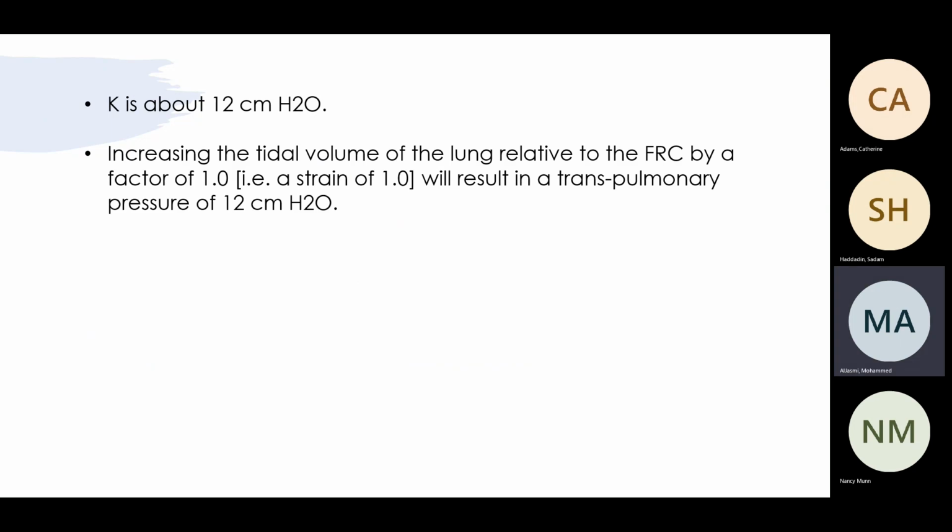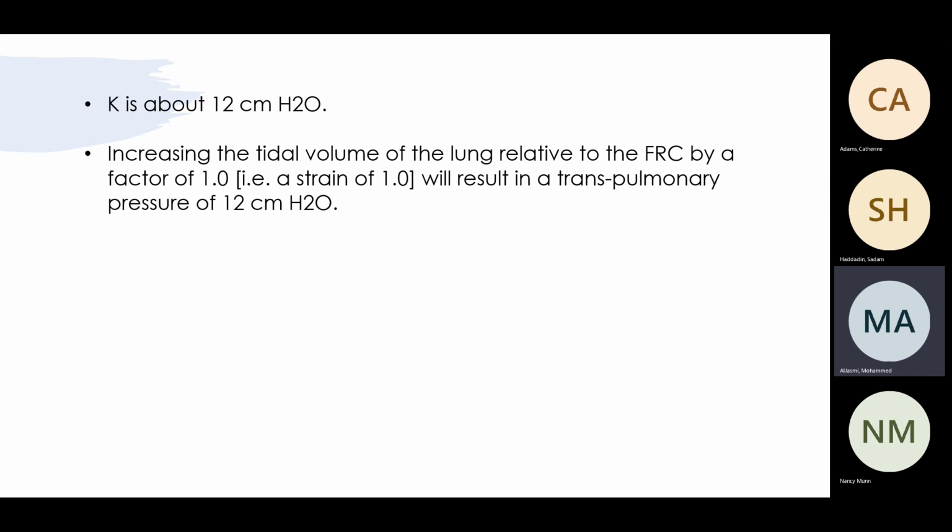So in here, increasing the tidal volume of the lung relative to the FRC by a factor of 1 will result in a transpulmonary pressure of 12. That's easy. That's what we said. If it's 1, are you sure, guys? That's okay. So stress equals constant times strain. The normal constant, the elasticity, should be from 12 to 25.